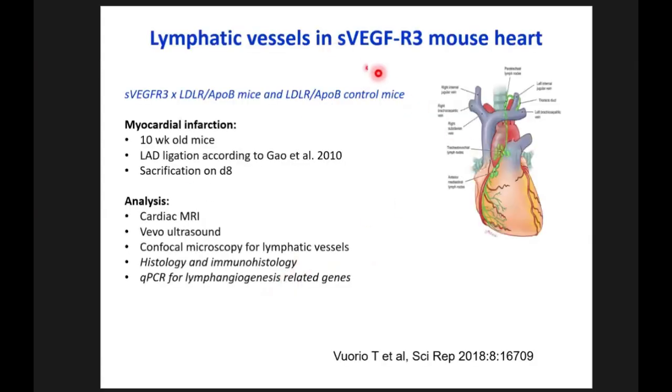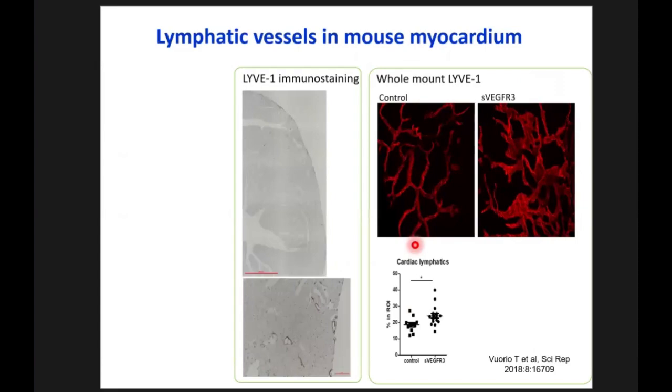We also then went into the infarction studies in mouse heart, in this case with this decoy receptor, and used the LAD ligation model to see what happens. As we saw already in previous presentations, there is a nice lymphatic network in the heart muscle. But when you have this soluble decoy receptor, the lymphatic network is distorted. It is there. And actually, as we heard, there is a slightly increased amount of cardiac lymphatics in this type of decoy receptor model.